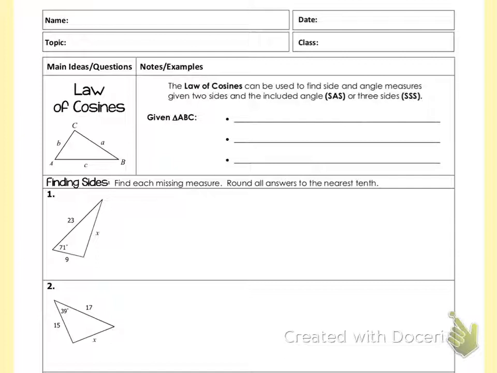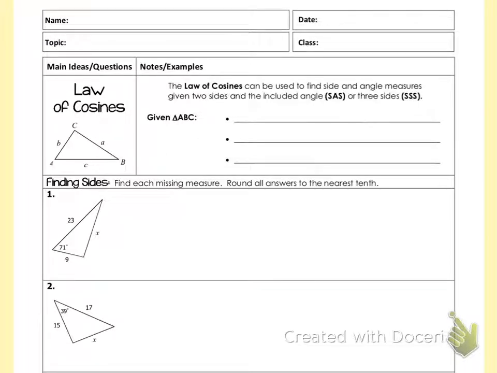But what about if you don't have that condition? If we don't have that condition, we need some kind of alternative, and that's where the law of cosines comes in. The law of cosines can be used to find a side or an angle, just as the law of sines could be, given two sides and the included angle, in other words, the side-angle-side condition, or if you know all three sides. Obviously if you know all three sides, you're not going to be using it to find a side, but that would be the condition if you wanted to find angles.